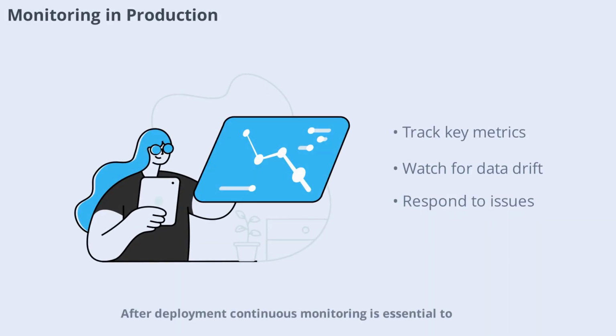After deployment, continuous monitoring is essential to maintain performance and catch issues early. Set up monitoring tools to track key metrics and system health. Monitor for data drift, unexpected errors, or changes in user behavior. Proactive monitoring allows you to respond quickly and keep your narrow AI system running smoothly.